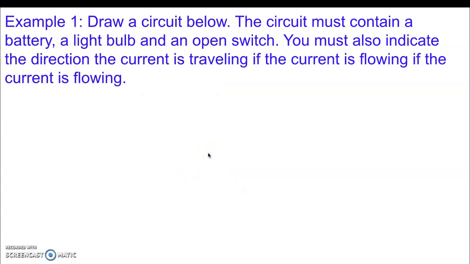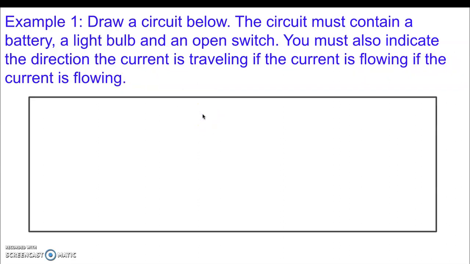So example one, let's draw a circuit below. The circuit must contain a battery, a light bulb, and an open switch. You must also indicate the direction the current is traveling if the current is flowing. Okay, so here's the circuit. First I'm going to add the battery. Then we're going to add a light bulb. And then last, we're going to add an open switch.